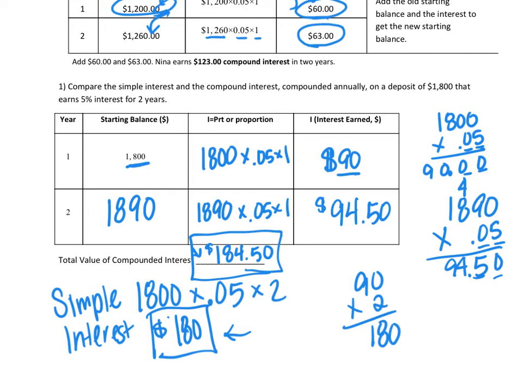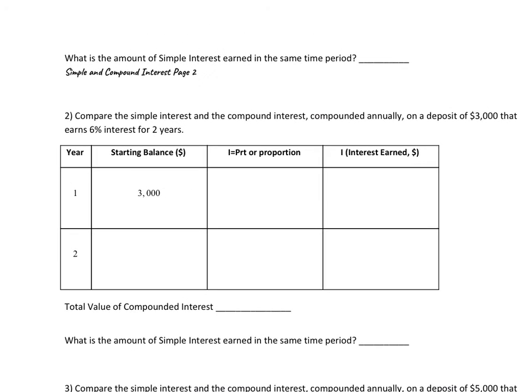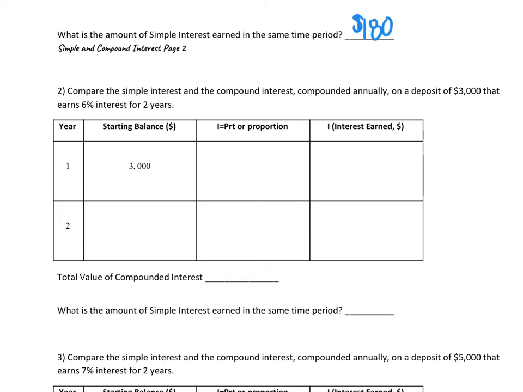Okay, so how do you feel about this so far? Pretty simple, right? Just some multiplication with some decimals. Okay, so look at number 2. What is the amount of simple interest? We already did that. We said 180. That's from the question before. Compare the simple interest and compound interest compounded annually on a deposit of $3,000 that earns 6% for 2 years. So let's do the compound.